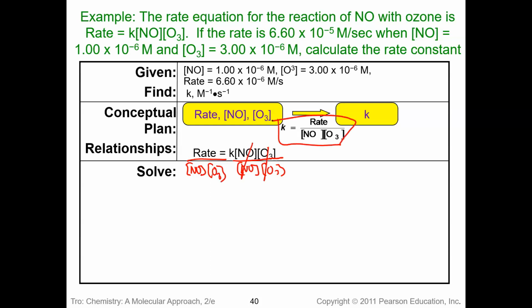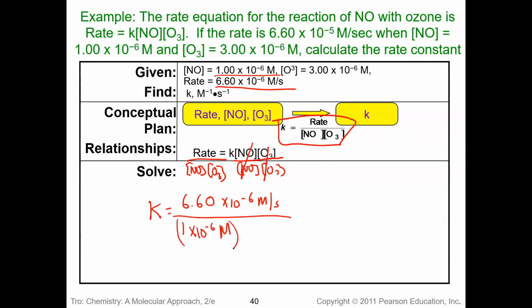We just rearrange it. So K equals our rate, 6.60 times 10 to the negative, that's not a 6, molarity per second over NO, which is 1 times 10 to the negative 6 molar, times O3, which is 3 times 10 to the negative 6 molar.